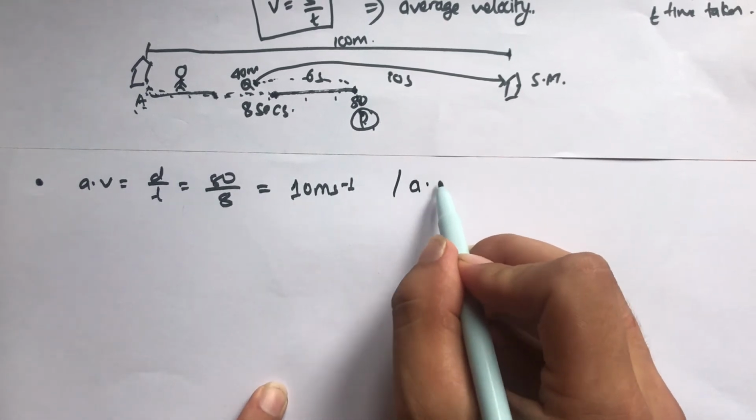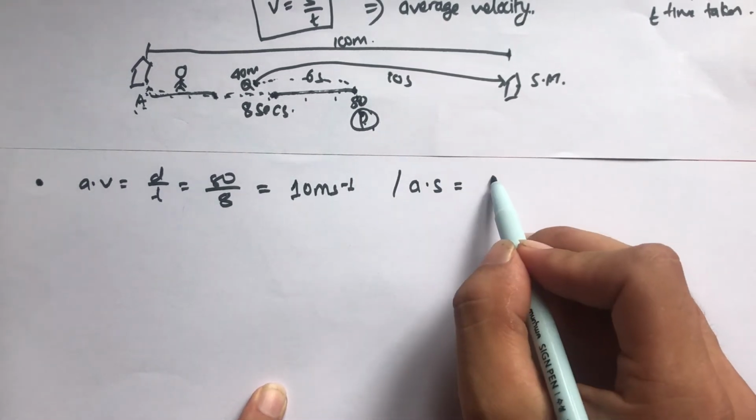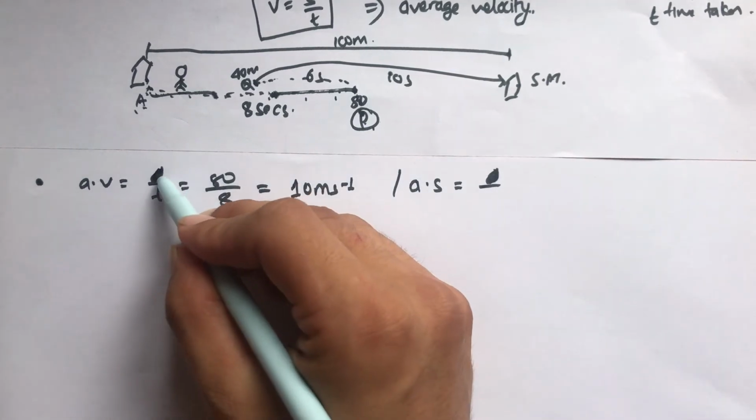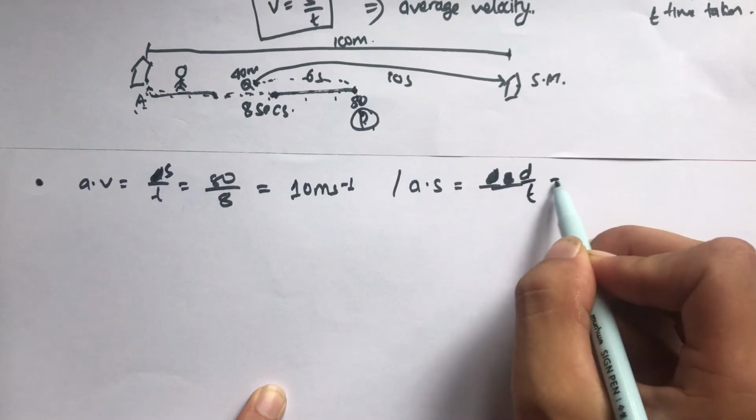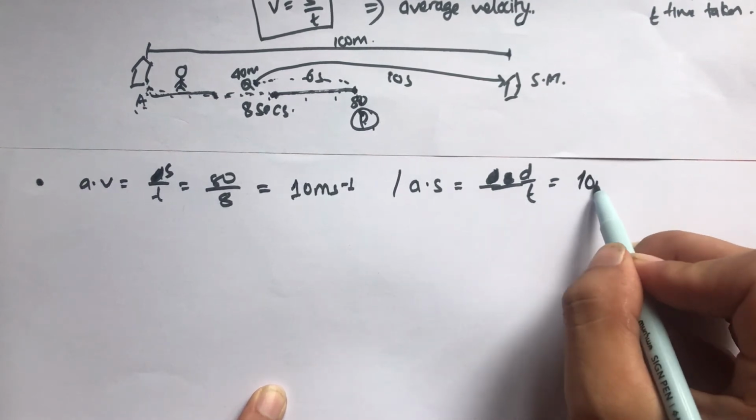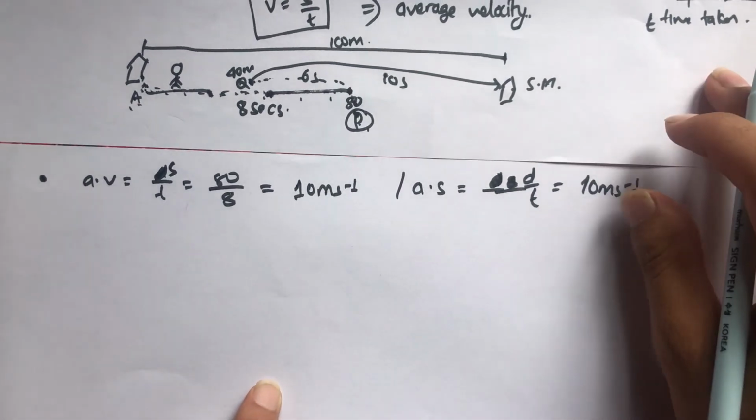Here average speed would be the same: distance over time taken, which would be again 10 meters per second. Here average speed and average velocity are the same.